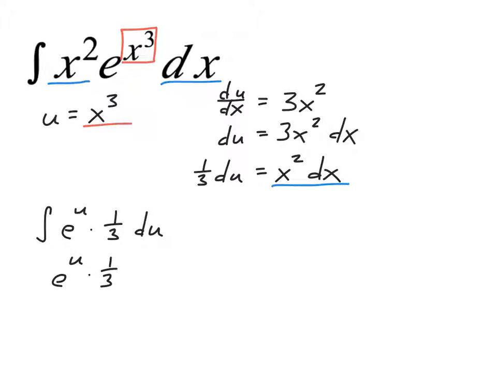And so the antiderivative here is just e to the u times 1/3. So then our final answer will just be 1/3 e to the u, we got to have our plus c in there, e to the power of x cubed plus c. And if you wanted to write it as e to the x cubed over 3, of course that's the same thing, and so it would be perfectly fine.